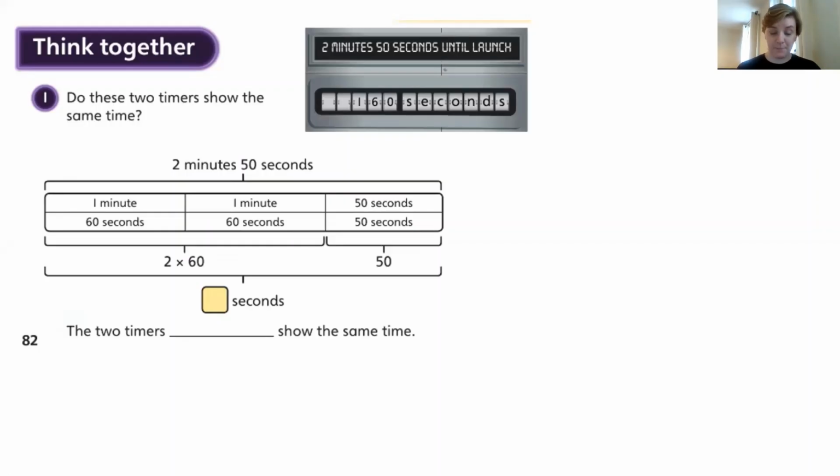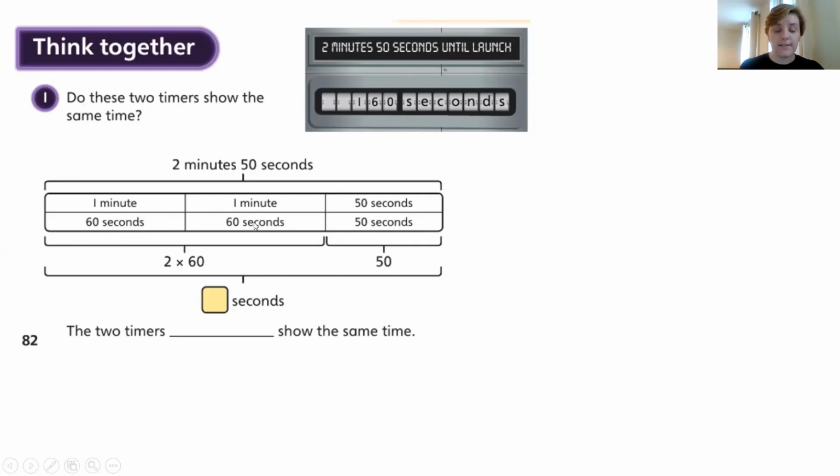Okay, think together. So we have another 2 timers here. We've got this one at the top that says 2 minutes and 50 seconds until launch, and this one that says 160 seconds until launch. And again, the same question, do these 2 timers show the same time? Now, what it would like you to do is take this first timer, 2 minutes and 50 seconds, and to convert that all into seconds, which has already been started for you down here.